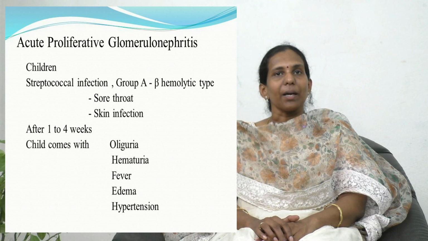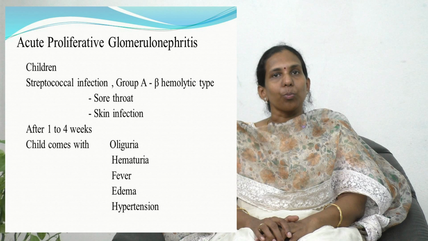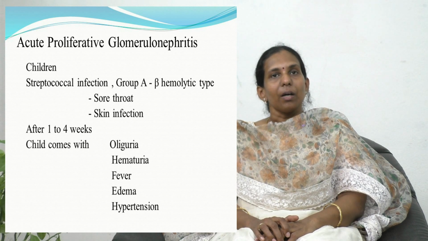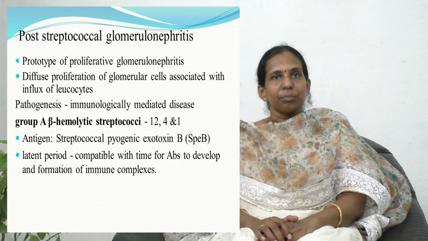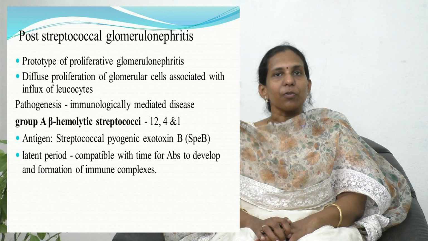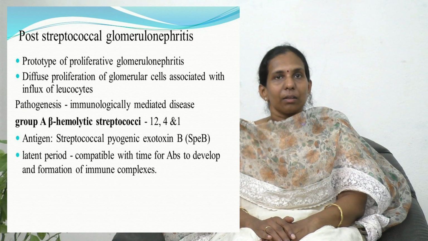Coming to the prototype, acute proliferative glomerulonephritis is seen in children caused by streptococcal infection, group A, beta hemolytic type. Usually the renal symptoms occur after a duration of 1 to 4 weeks. In post-streptococcal glomerulonephritis, we see diffuse proliferation of the glomerular cells.